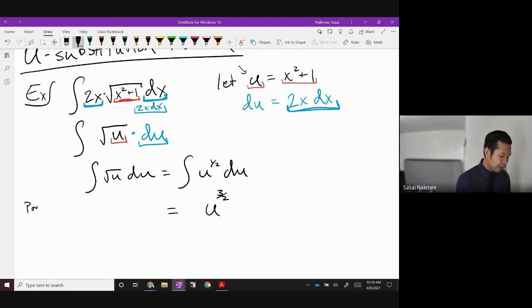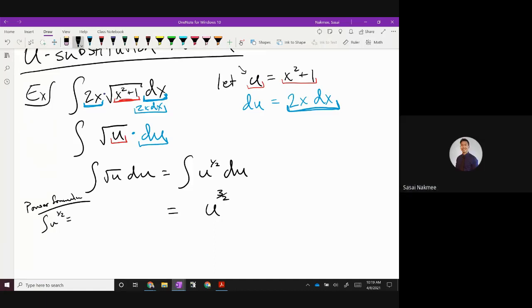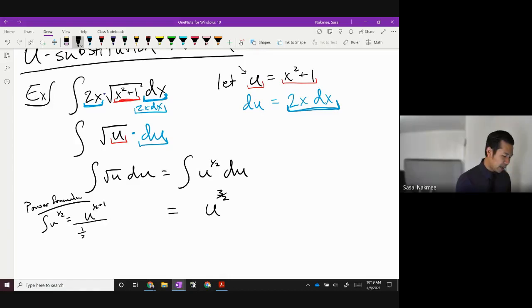Let me write that off on the side. Power formula, just to show the work here: the integral of u to the 1/2 is going to equal u to the 1/2 plus 1, divided by 1/2 plus 1. This is 1/2 plus 1, which is the same thing as u to the 3/2 divided by 3/2. But when I divide by 3/2, if I flip it, that's the same thing as 2/3.